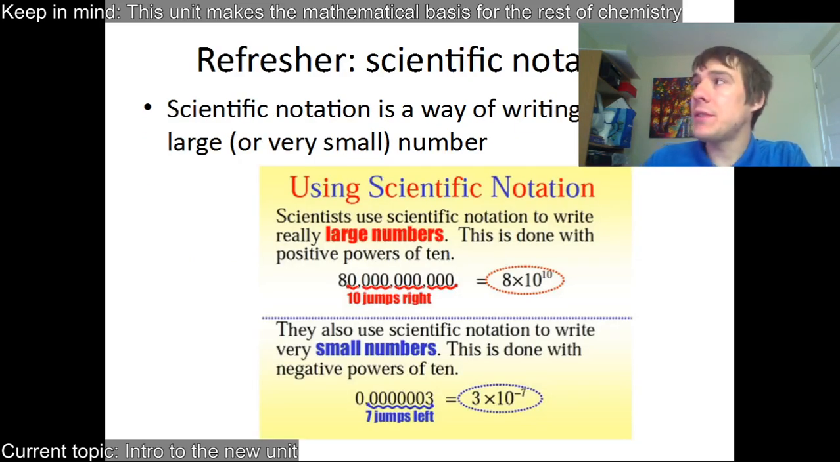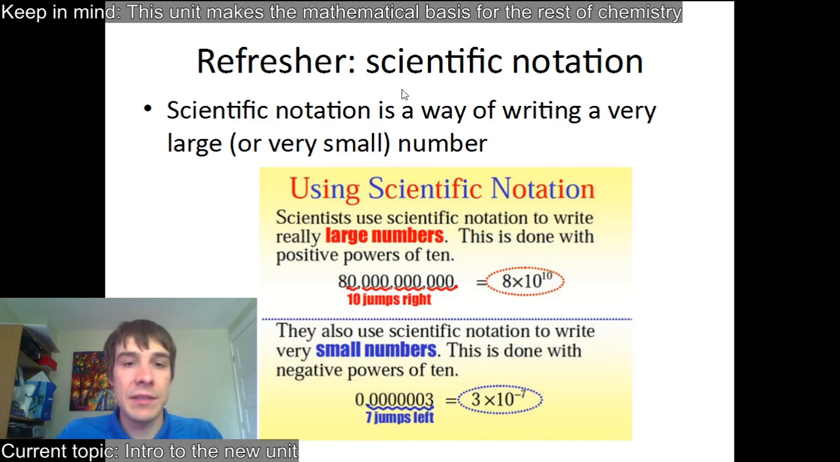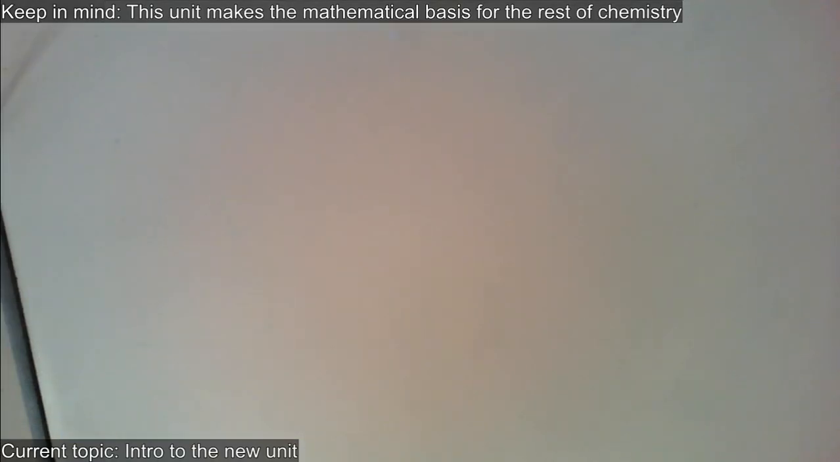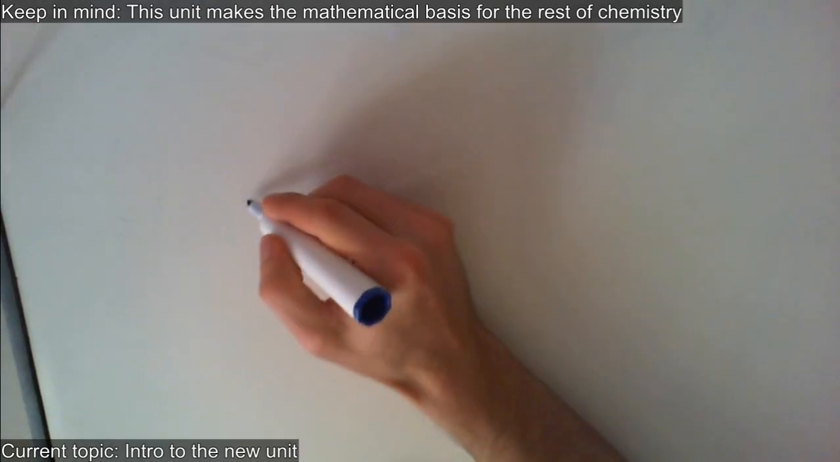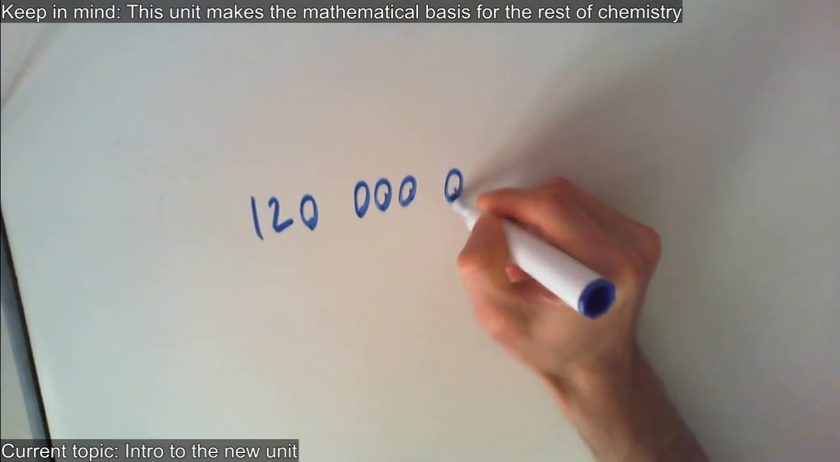A quick refresher first, scientific notation. Scientific notation is a way of writing a very large or a very small number. Let's take an example of why scientific notation is useful. We actually use this in everyday life. If I wanted to write down how much money Jeff Bezos has, it's like this much money.